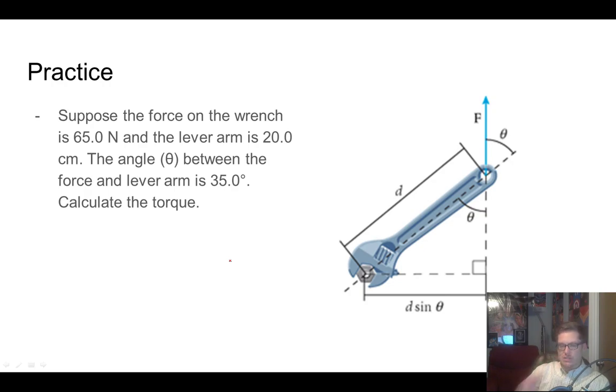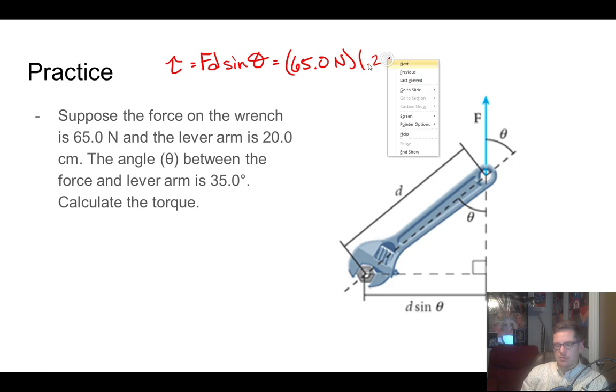Suppose the force on a wrench is 65 newtons and the lever arm is 20 centimeters, and the angle between the force and the lever arm is 35 degrees, so there's our theta. Calculate the torque. This one's really easy. Torque is equal to F d sine theta. Our force is 65.0 newtons. And our distance, be careful here, is 20 centimeters, but remember we never use centimeters in physics. We use our SI units of meters, so it would be 0.2 meters. We know it's got 3 sig figs.